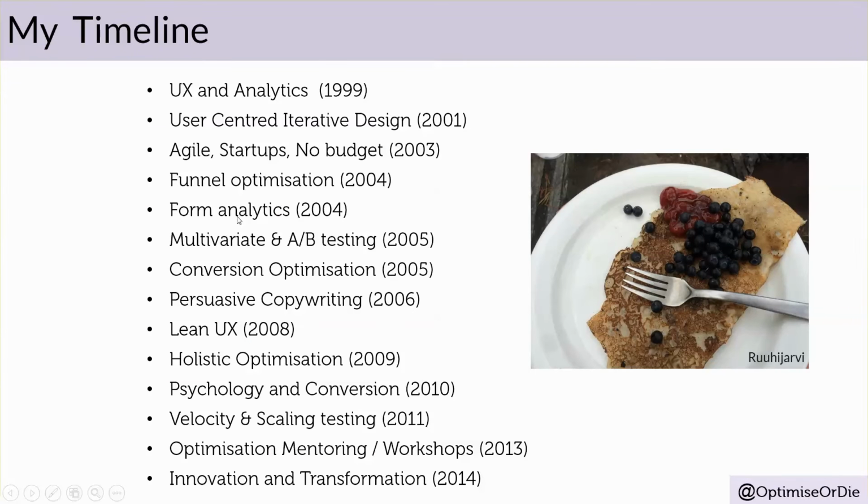Just a bit of background on me. I've been optimizing stuff for a long time, since 1999. I've done a lot of UX work to start with, then analytics work. Over the last 10 or 11 years, I've mainly been doing split testing at large scale and trying to figure out how to make this work.